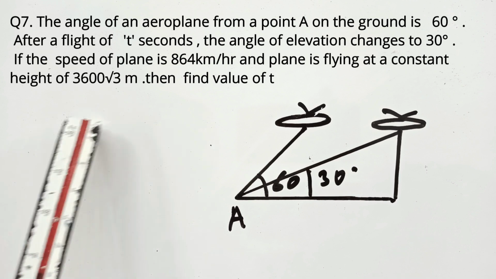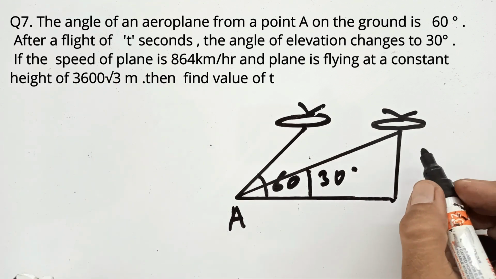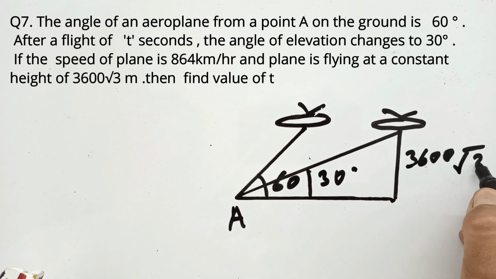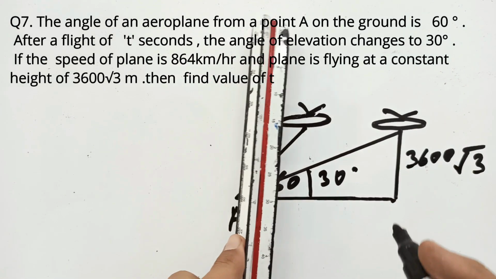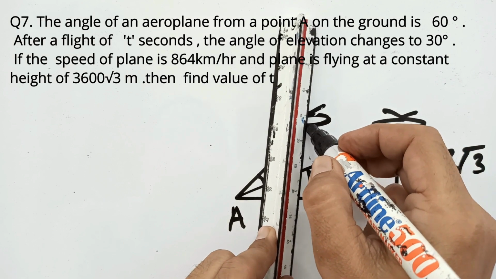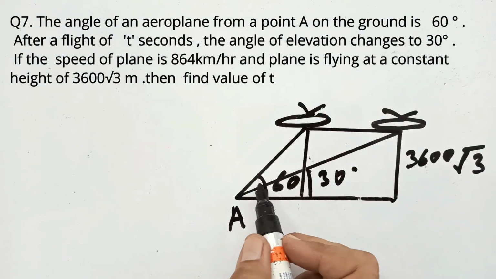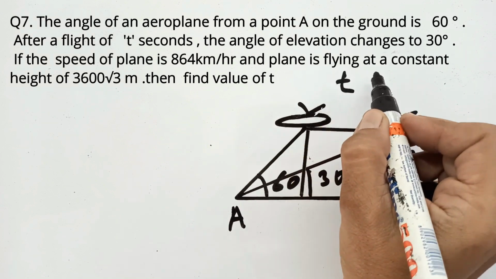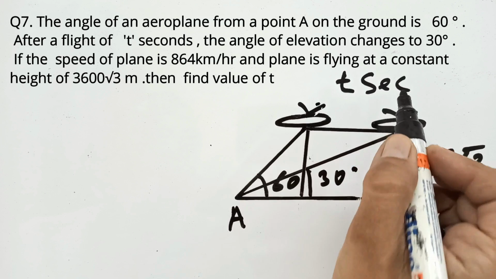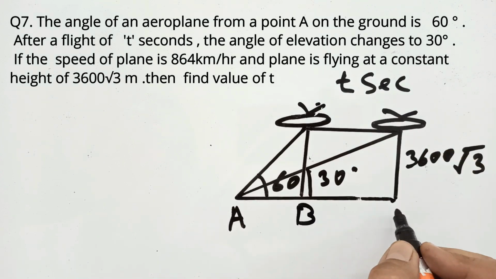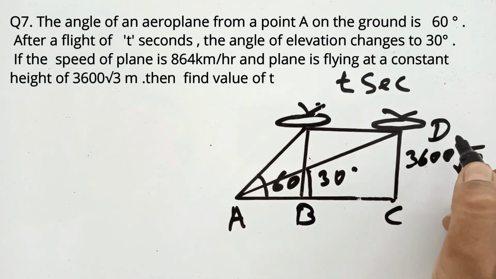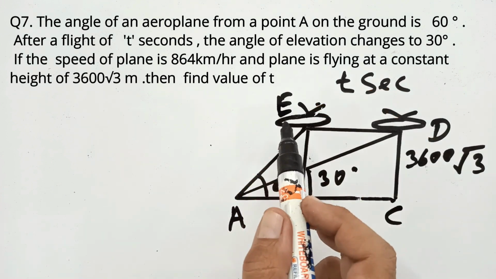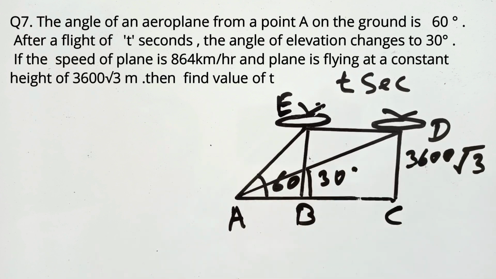So this is the height, 3600 root 3. So it is constant. Here also same. It changes the position from 60 degree to 30 degree in t seconds. So we have to find the value of t. Now let this point be B, C, and this is D, and this is E. Position of aeroplane changes from E to D in t seconds.